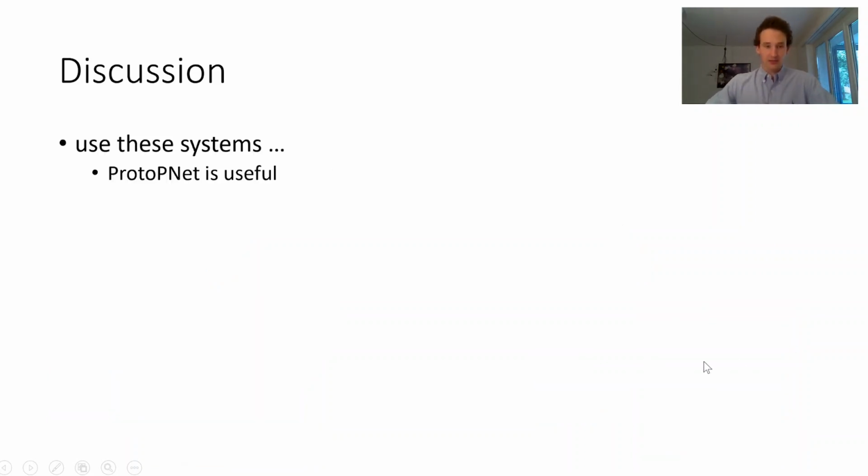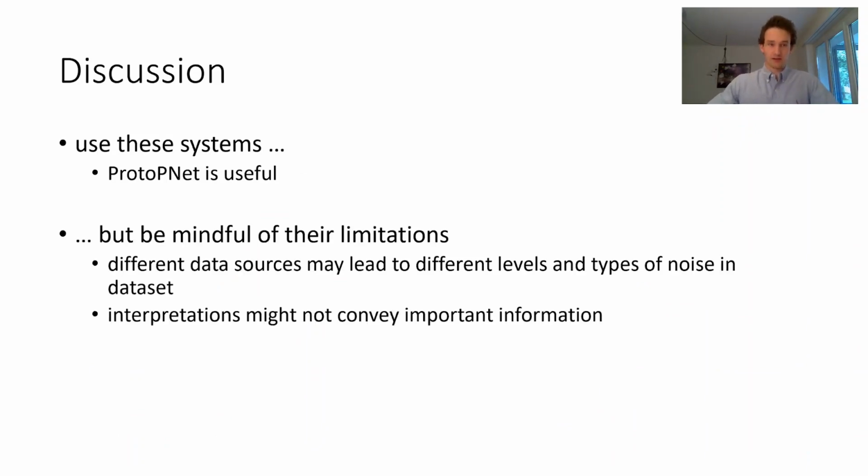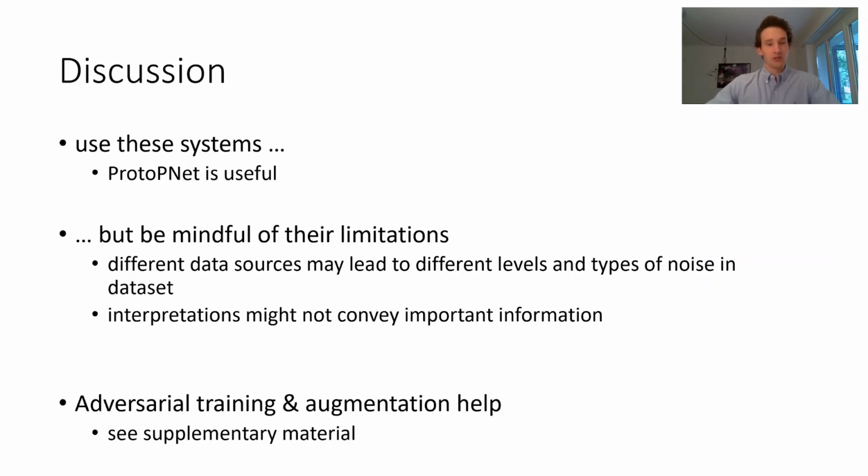We want to point out that we do not wish to discredit ProtoPNet. We think it's extremely useful. Nevertheless, we want to show that there are some limitations to its interpretability mechanism, and one might need to be careful, especially if taking data from different sources, where one of them might be JPEG compressed. We also tried some adversarial training and random JPEG augmentation during training, which showed that it remedies the two phenomena of the experiments.